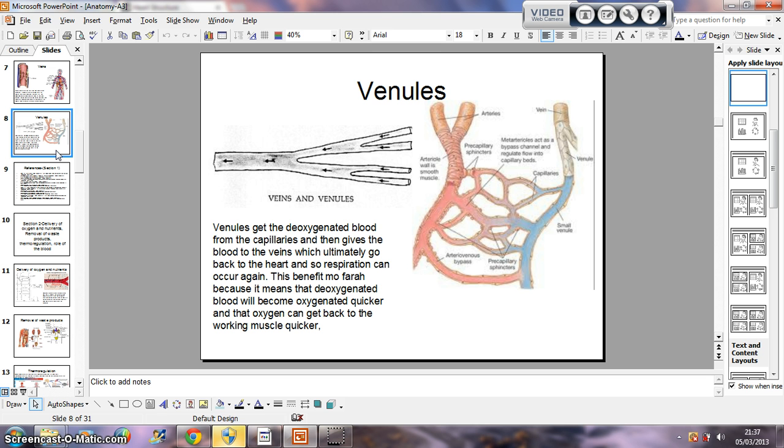Okay, so moving on to venules. Now, venules are a tiny blood vessel that transports blood back to the heart, just like veins. The blood in the venules is deoxygenated, meaning that it doesn't have any oxygen in it. The blood from the capillaries drains into the venules, which then merge into the veins and goes back to the heart. The main function of the venules is to get blood back from the capillaries to the heart via the veins, obviously. And obviously, venules will benefit Mo Farah because it means that deoxygenated blood will become oxygenated quicker, and then the oxygen can get back to the working muscles quicker, so able to provide them with energy, and then obviously break down any unwanted lactic acid.